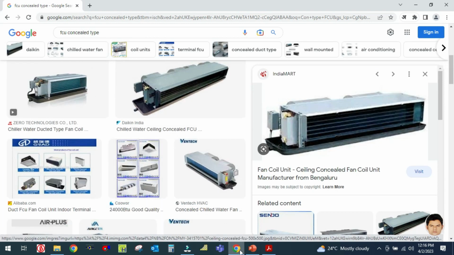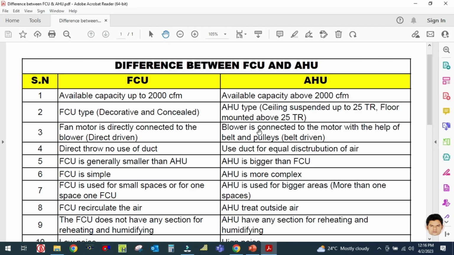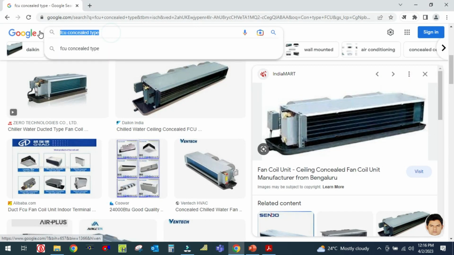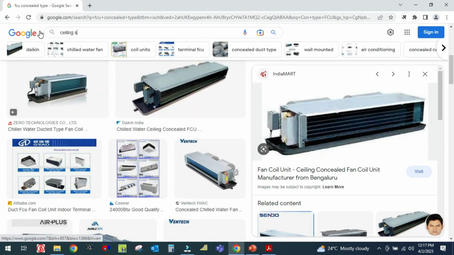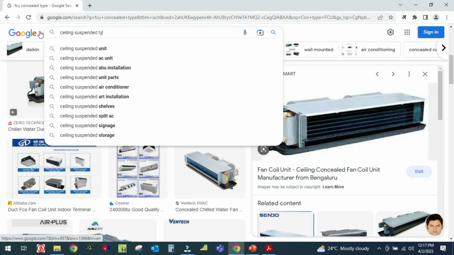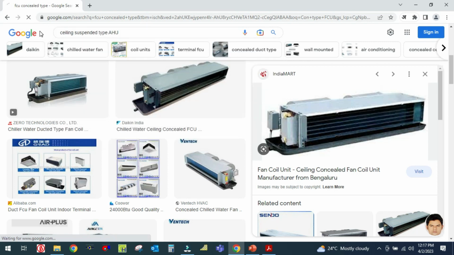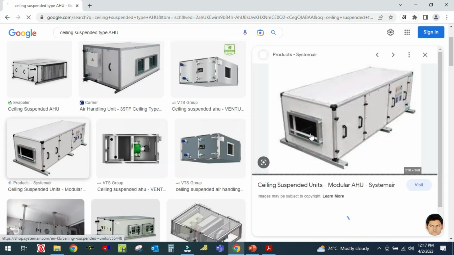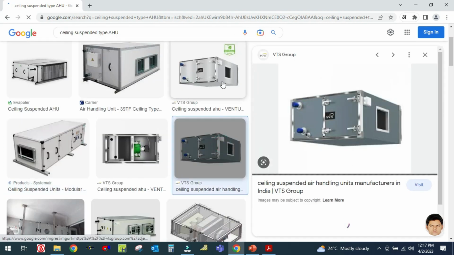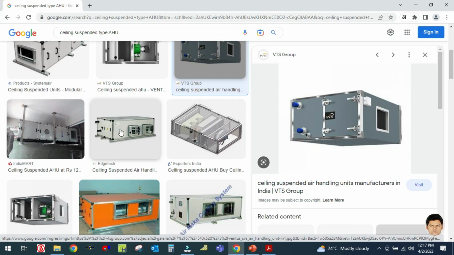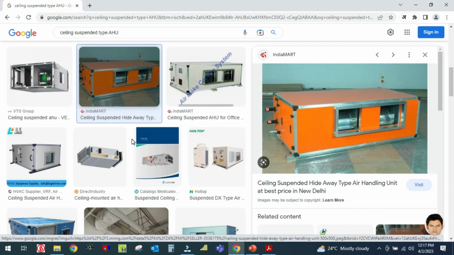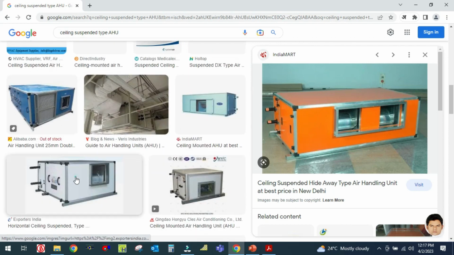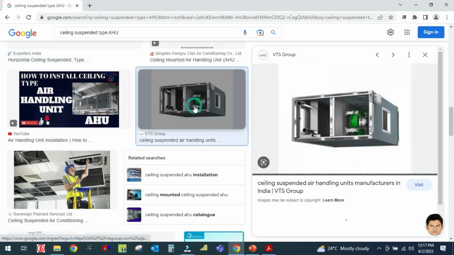So next, in this AHU, the ceiling suspended type AHU. Let me search here. I will show you how it looks like. So these are the ceiling suspended type. This is ceiling suspended type AHU. All these are ceiling suspended type AHU.